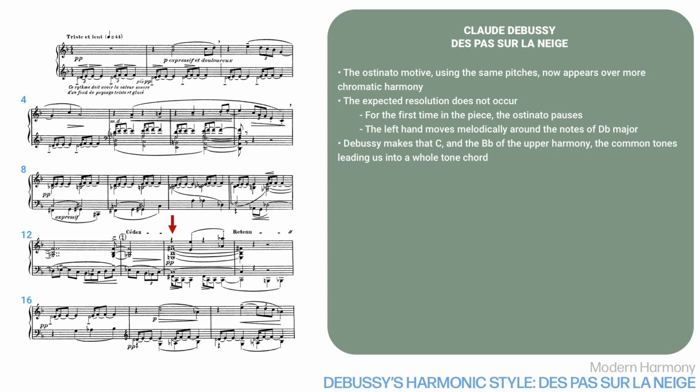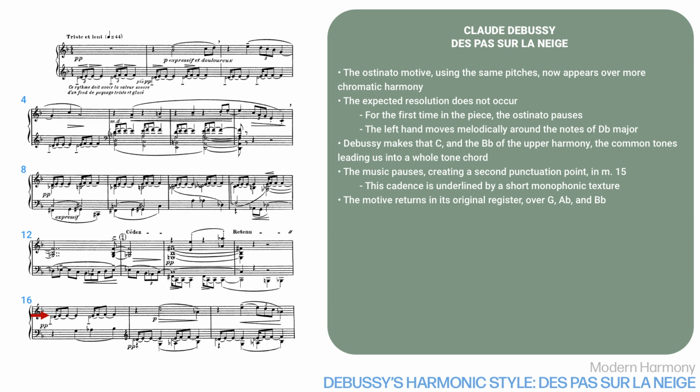Under that static whole tone chord, the bass refers to the ostinato motive but at a low register. The music pauses, creating a second punctuation point in measure 15. As before, this cadence is underlined by a short monophonic texture as the bass moves down chromatically through C, B, and B flat. Then in measure 16, the motive returns in its original register over G, A flat, and B flat.